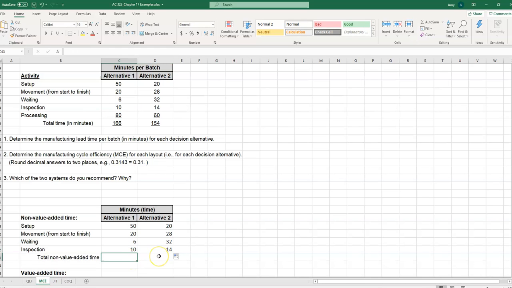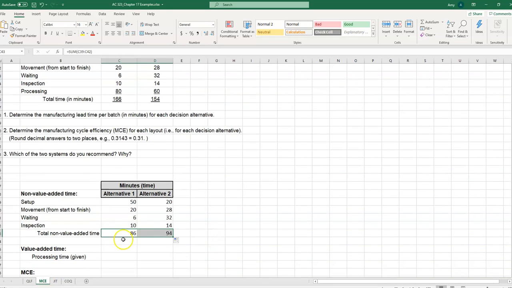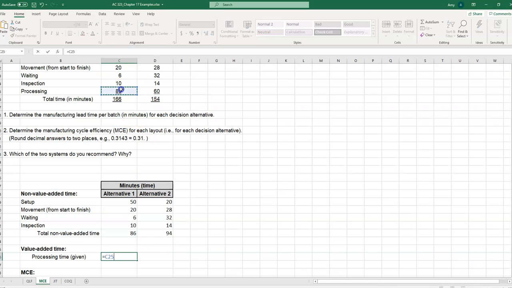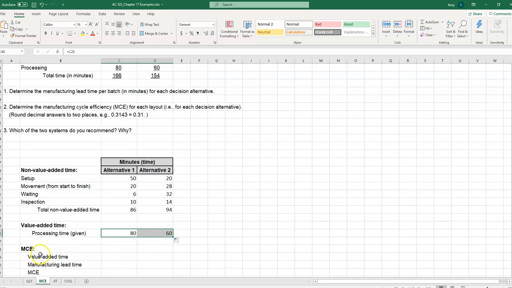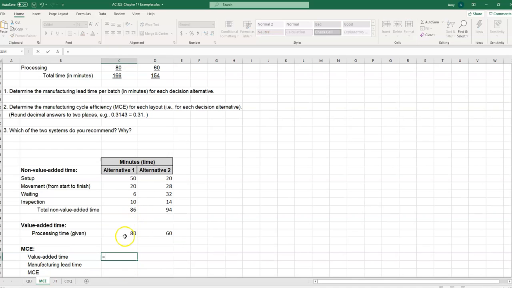So our total non-value added time, 86 minutes for alternative 1 and 94 minutes for alternative 2. The processing time is the only value added activity of this process. So 80 and 60. So our manufacturing cycle efficiency is this value added time divided by our manufacturing lead time.